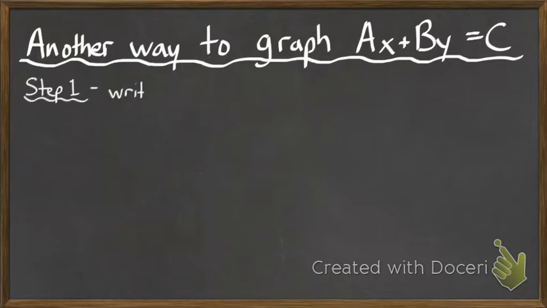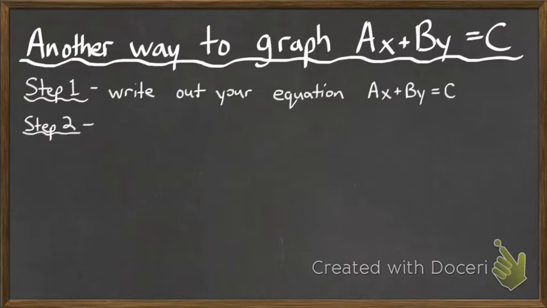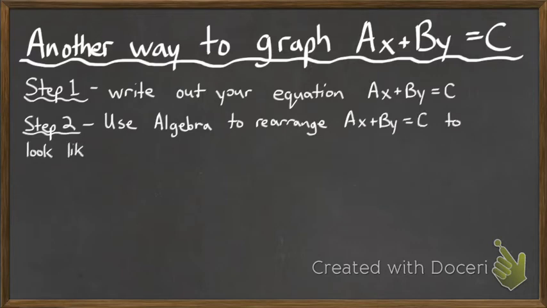So step 1, take your equation and write it out in standard form, so ax plus by equals c. Then in step 2, you're going to use a little bit of algebra and rearrange ax plus by equals c, your equation in standard form, and make it look like y equals mx plus b, which is our equation in slope-intercept form.